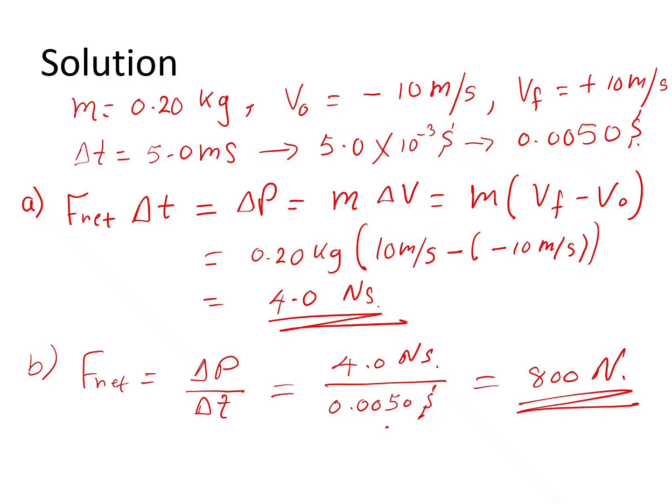The main takeaway is that impulse connects force and time to momentum change. A collision does not need a force that is constant. We can use the average net force and the contact time to find the overall change in momentum.